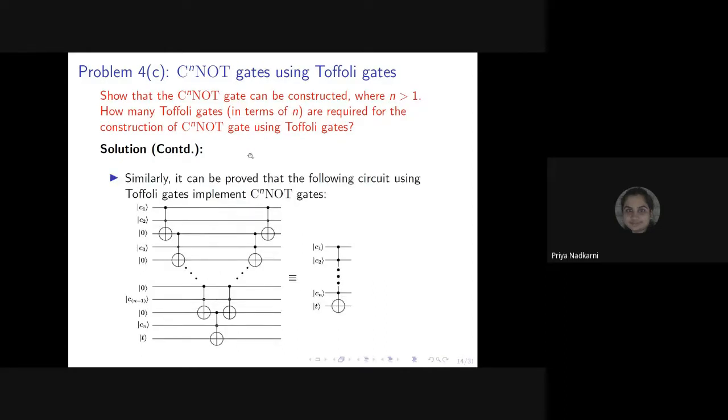Similarly, it can be proved that for C power n NOT gates, we can have a very similar circuit. I mean, a circuit which follows a similar structure, and using multiple such ancillary qubits, we can obtain this particular circuit, and this is equivalent to the C power n NOT gate.